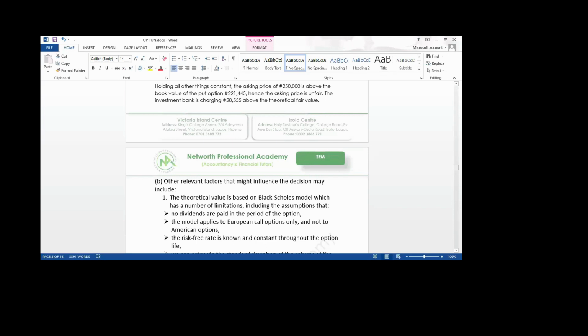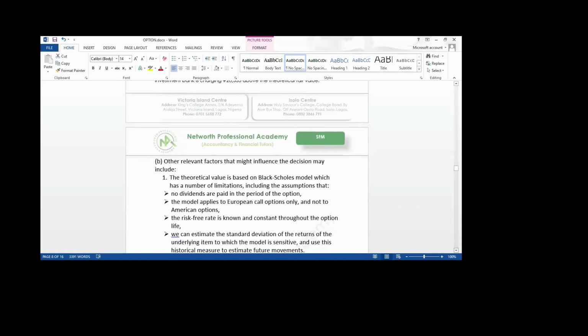Number two, the Black-Scholes model applies to European options. It can only be used for European options. We explained it at our last class. European options can only be exercised at maturity. It assumes that the risk-free rate is known and constant. In reality, interest rate is not constant. Interest rate can change. It's like saying that interest rate will not change for the next 6 months. Would that be possible?